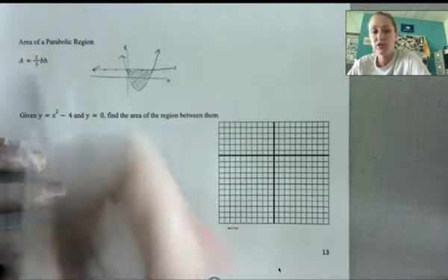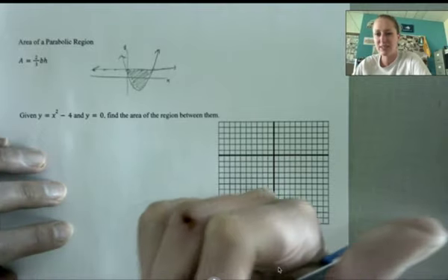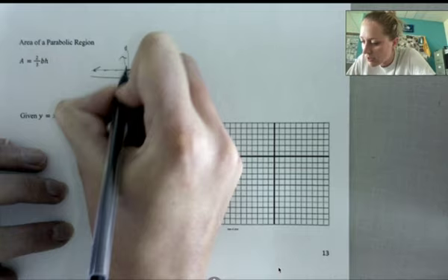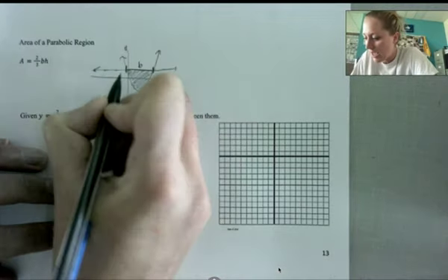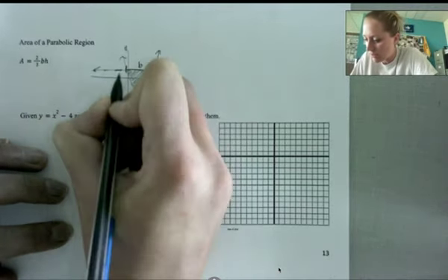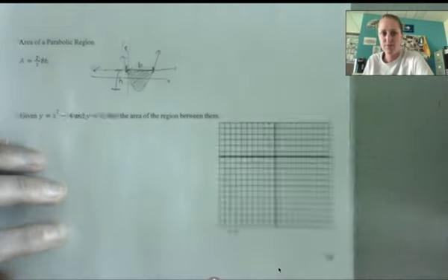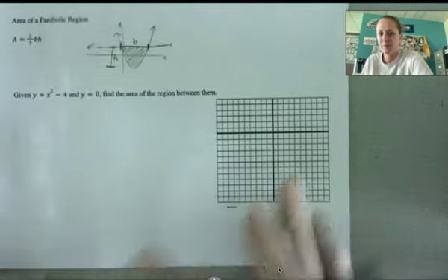So the formula is 2/3 base times height. So what is the base and height? Well, base is the base of this region. So from here to here, that is the B. And then the height is how tall is that region. So vertically, how tall is it? So that is the H. Okay, so let's try that with this example.